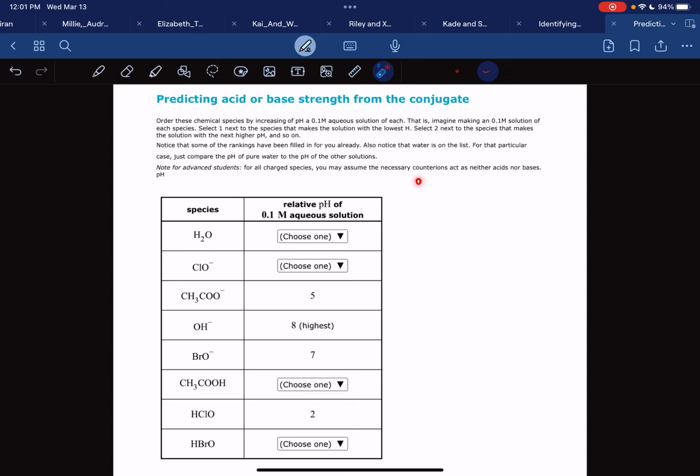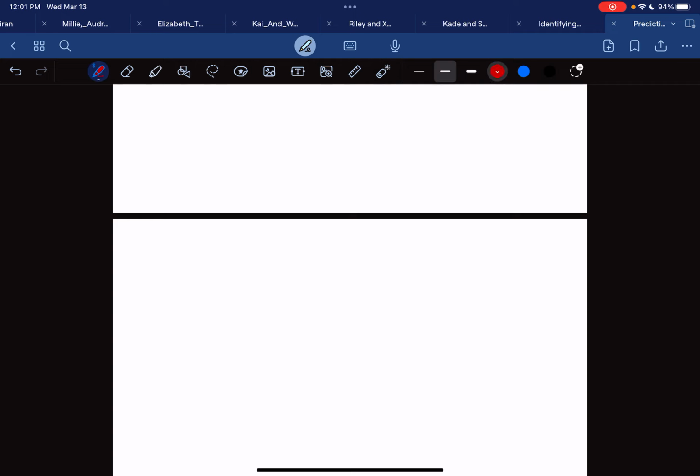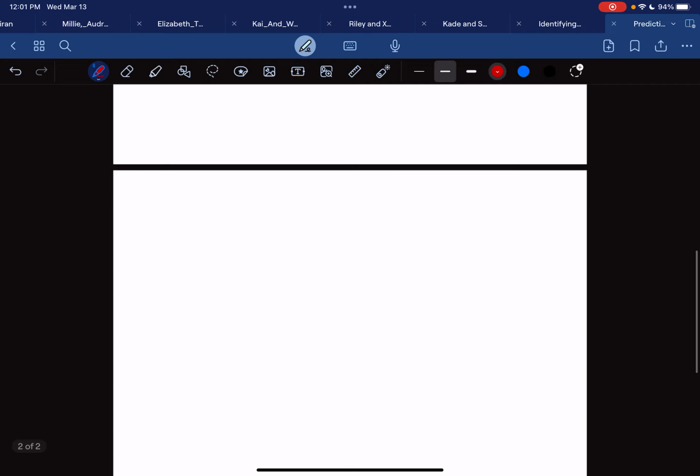So if they're asking us to rank from 1 through 8, where 8 would be our highest pH, and that would be our most basic, and this right over here would be our weakest base. So in order to do this, we need to understand something about how acids and their conjugates work. Since we are doing a scale going from lowest to highest, the strongest base will be a number 8. Remember, we're not actually writing the pH, but that's the strongest base. The weakest base down here would be a 1.